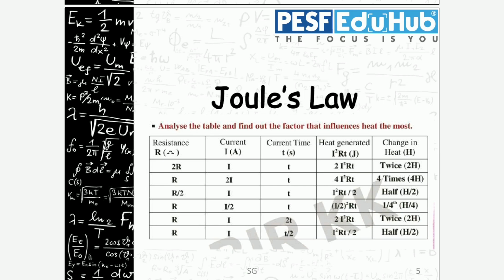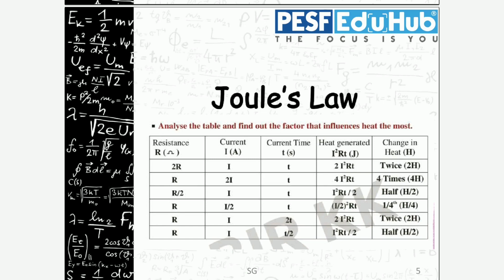The next one is the change in heat. The first one is the heat H, where H is equal to I square RT. In the first row, the resistance is 2R. A conductor having a resistance of 2R, the current is I and the time is T. What is the heat? Heat is equal to I square into 2R into T, that is equal to 2 times I square RT. I square RT is H. So this is equal to 2H.